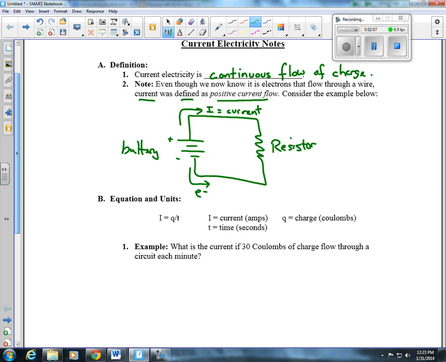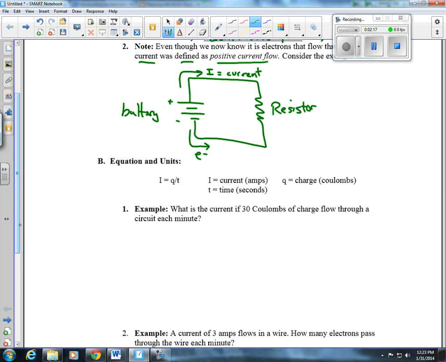Now, our equation and units for it. If I want to know how fast somebody's running, I time their distance and do distance divided by time. If I want to know how fast charge is flowing, I do charge divided by time, and that's going to give me the current.